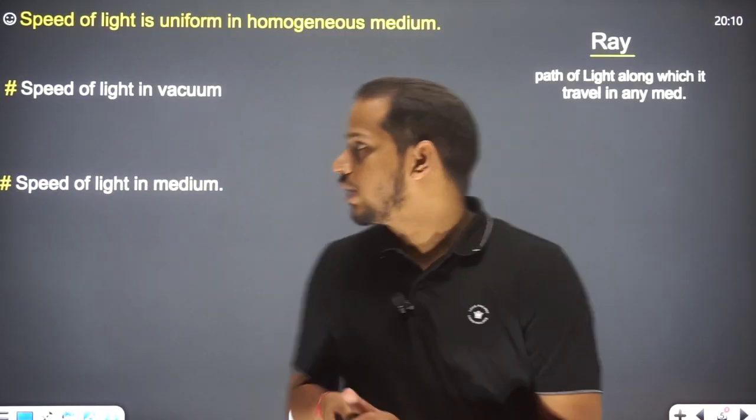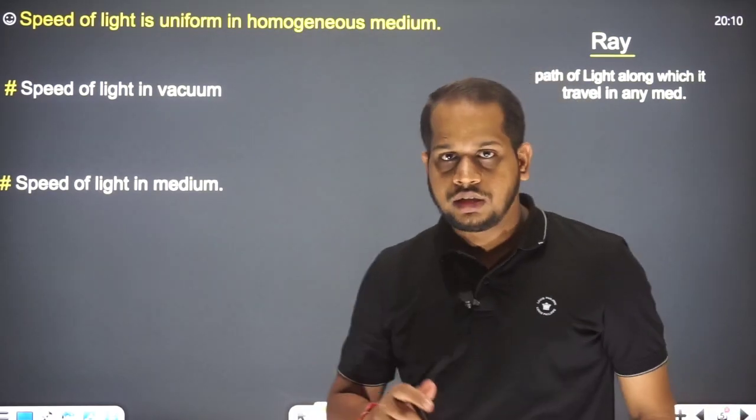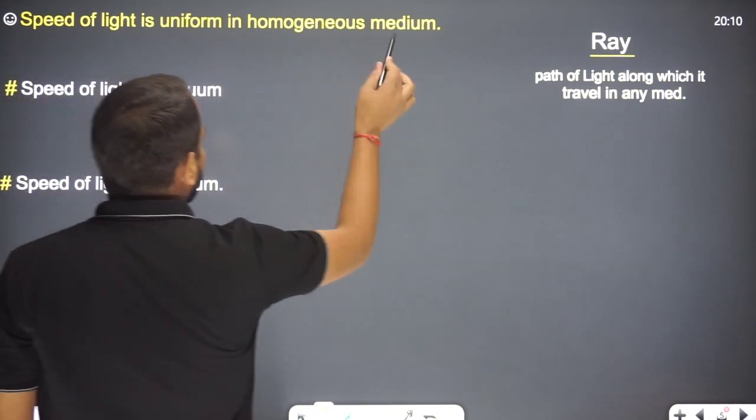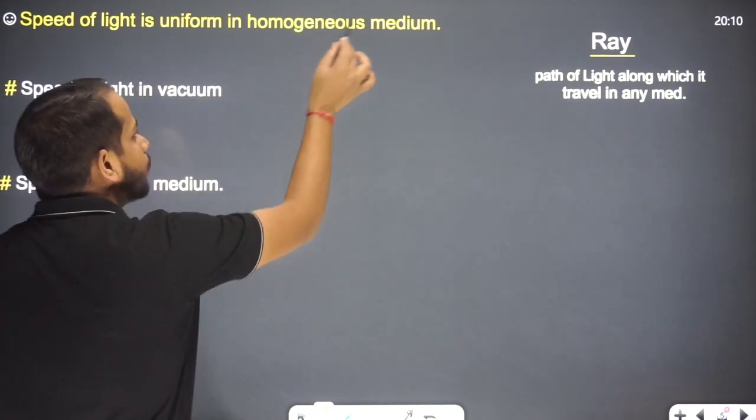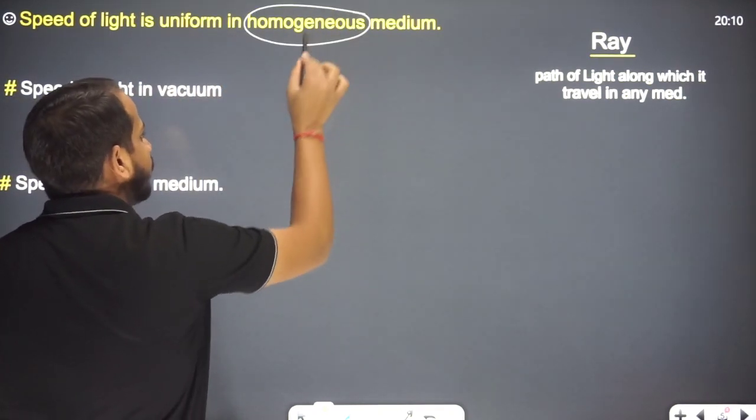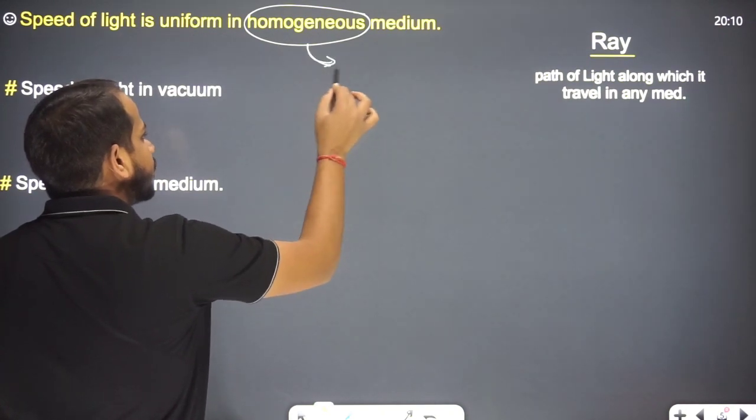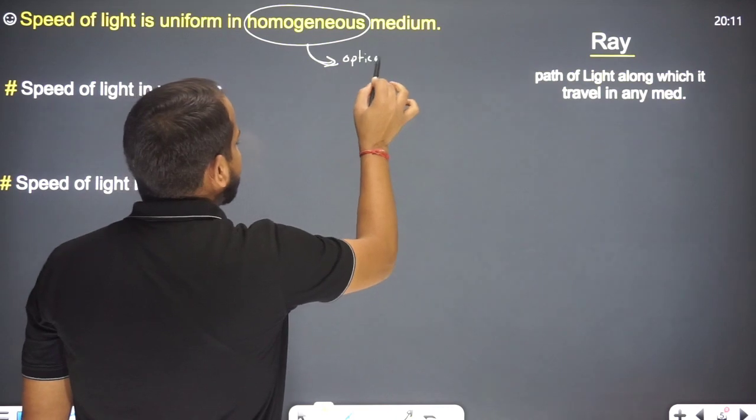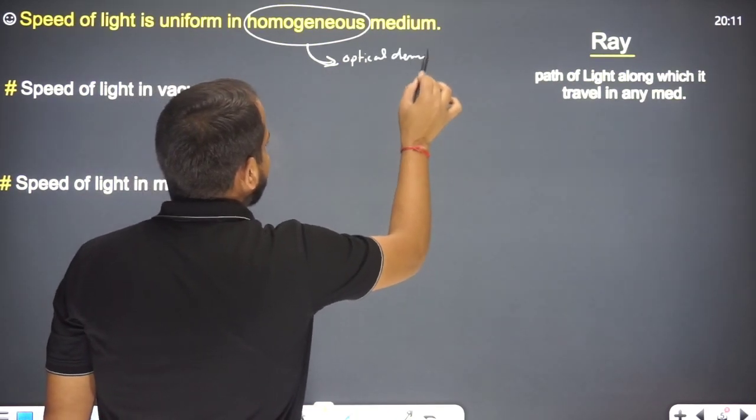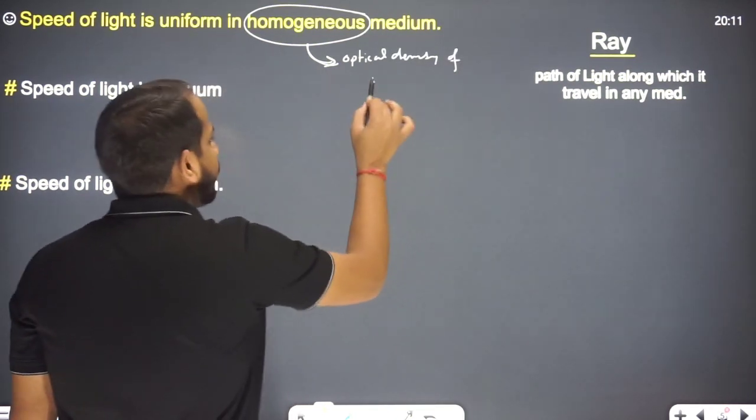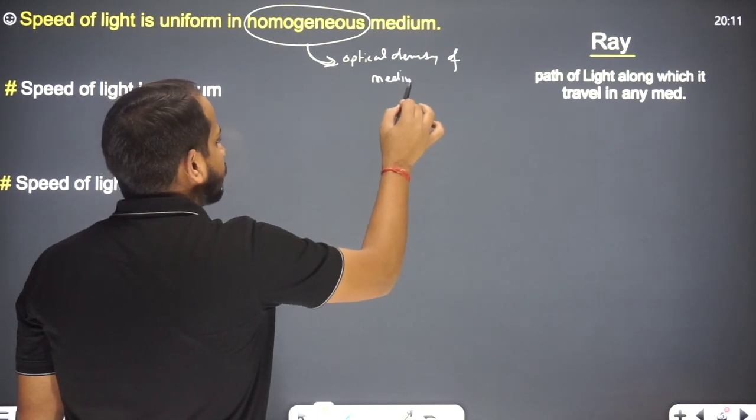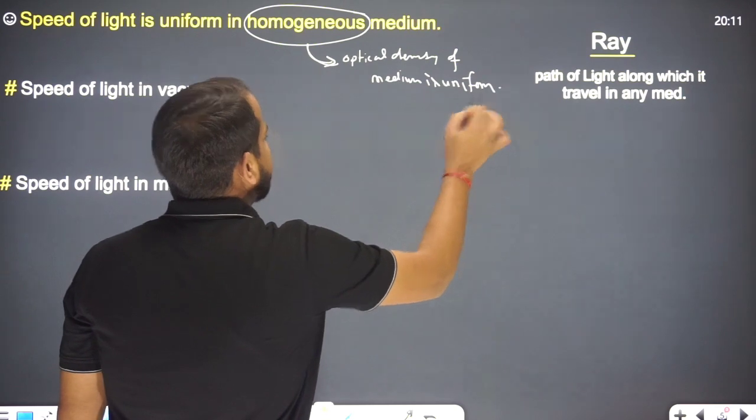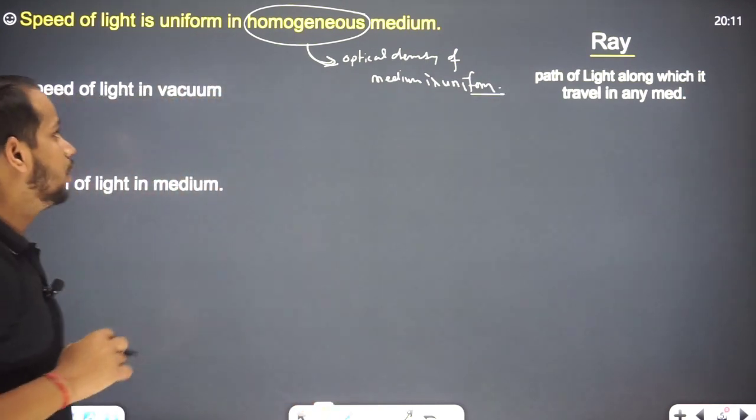Now the next thing we have to discuss is the speed of light. So what is the speed of light? The speed of light is uniform in a homogeneous medium. What is the meaning of homogeneous medium? I hope you understand, right? Homogeneous medium means we can say the density is uniform, the optical density of the medium is uniform, right?